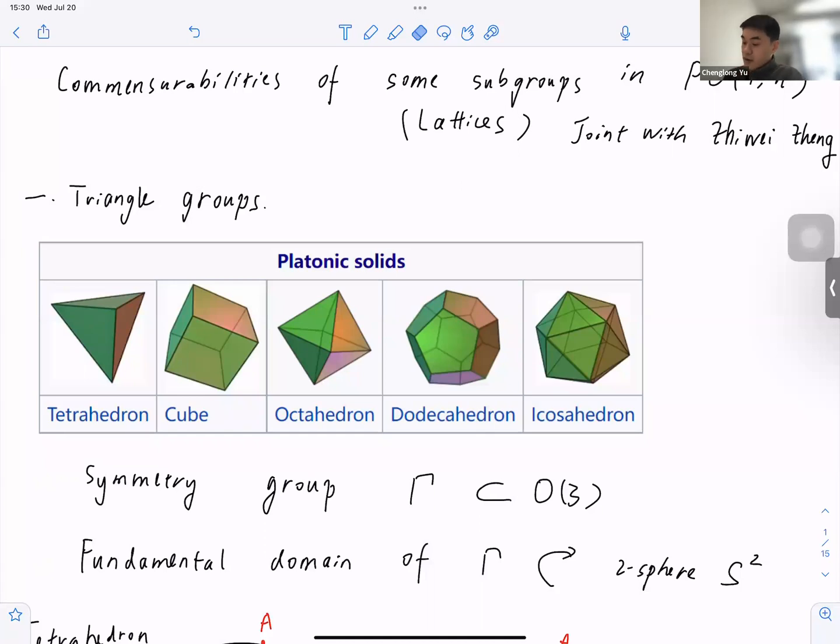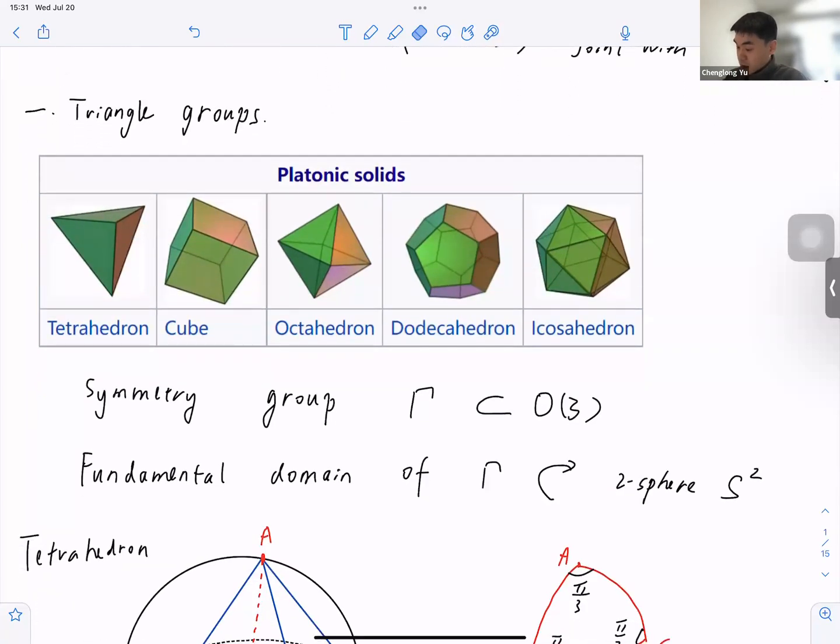All right, so first, I would like to talk about some classical geometry or group theory. There is a well-known classification of Platonic solids. There are 5 of them: tetrahedron, cube, and the rest 3. The classification of these Platonic solids is related to a symmetry group gamma inside O(3).